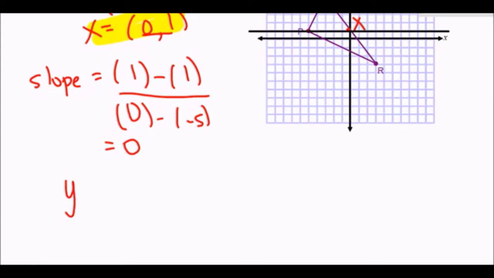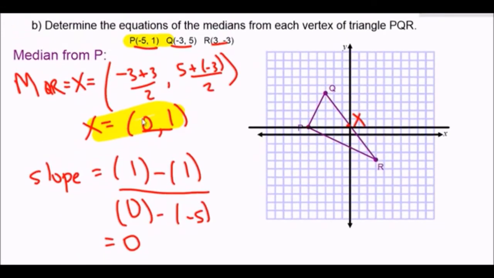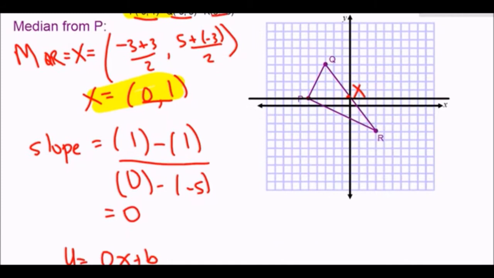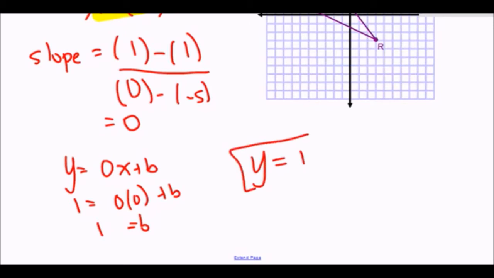So my equation is y equals 0x plus b. If I take either of the points that I know, so again, I can take either point P or point X, I'll take point X. So 1 equals 0 times 0 plus b, so b equals 1, which means the equation of this median line is y equals 1. If I wanted it in standard form, I could say y minus 1 equals 0, but I think this is okay.